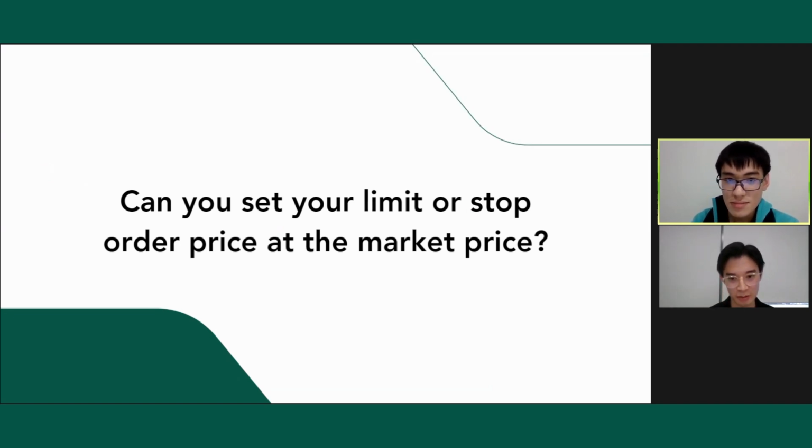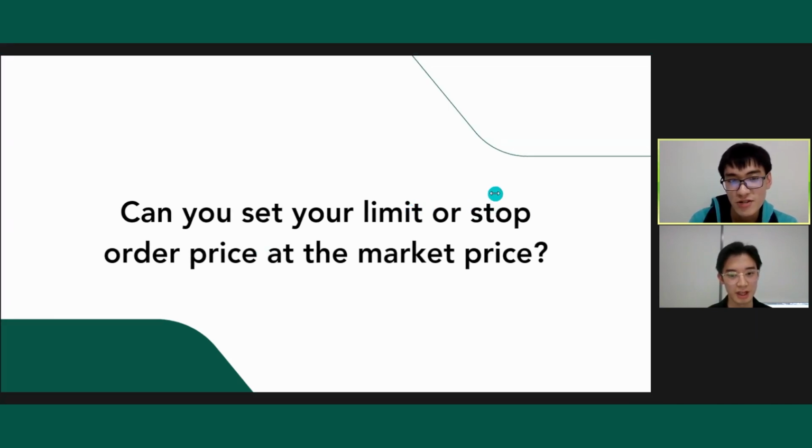Can you set your limit or stop order price at the market price? Yes, you can. A buy limit depends on what price you set. You can set it at the market price. For example, if AGI is trading at 10.5 and you set your limit buy order at 10.5, it will execute the order. But if you don't want to buy at that price, and as mentioned earlier by Jared, you think the price will go down, then you can set it at a lower price, and it won't execute.